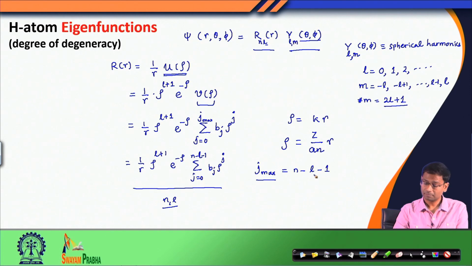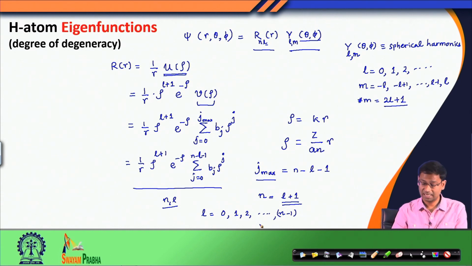So, therefore, the minimum value of j is 0, it goes from 0 to j max. So, the lowest possible value of j max that we can have will be 0, and when I have this one as 0, then you would see that n is equal to L plus 1. This should be the maximum value of L corresponding to a particular n value. So, in other words, the L values can become 0, 1, 2, so on so forth until n minus 1.